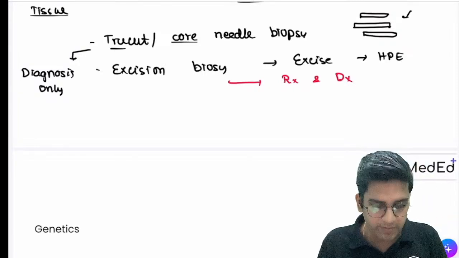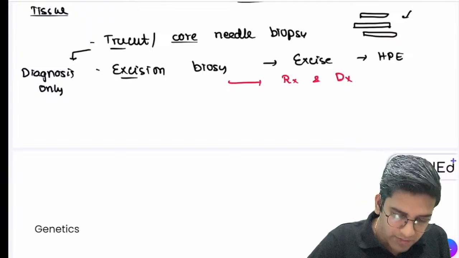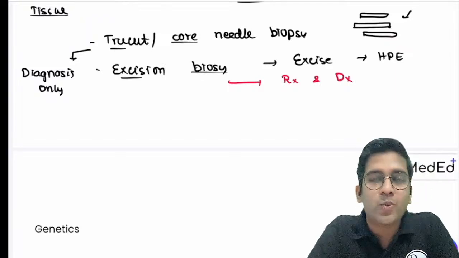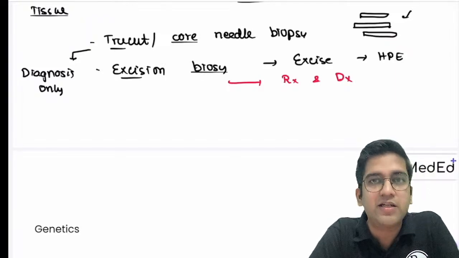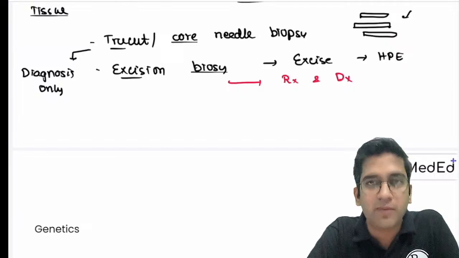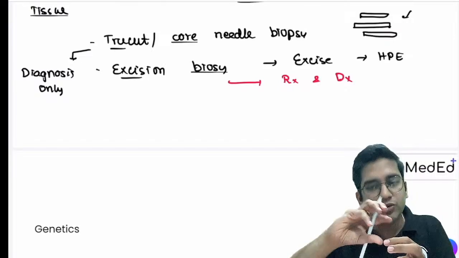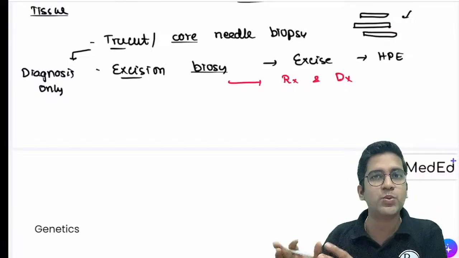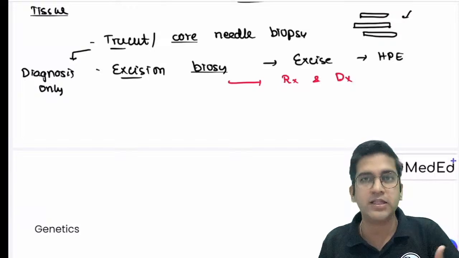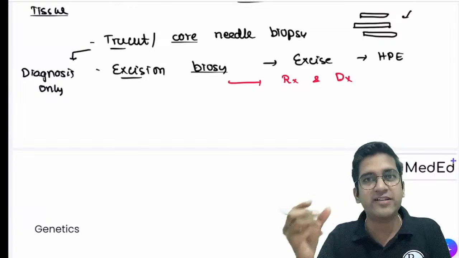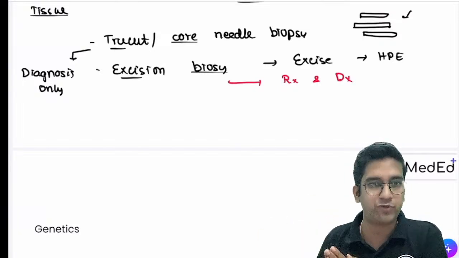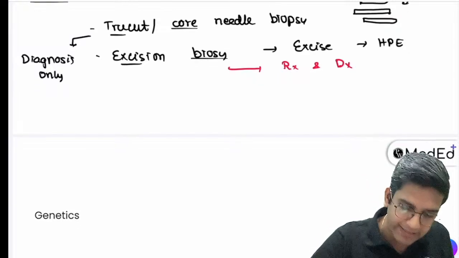Excision biopsy is for conditions where I can be 100% right clinically. I don't have a problem at all, like sebaceous cyst, like lipoma, very simple conditions. I am 100% confident in the diagnosis. I remove the entire thing. That's a treatment as well as the diagnosis. That's what we call an excision biopsy. I excise the tissue and then send it to the lab for diagnosis. Clear?